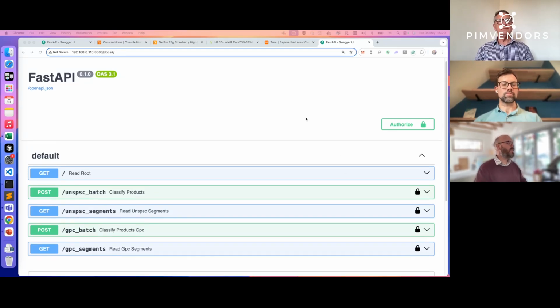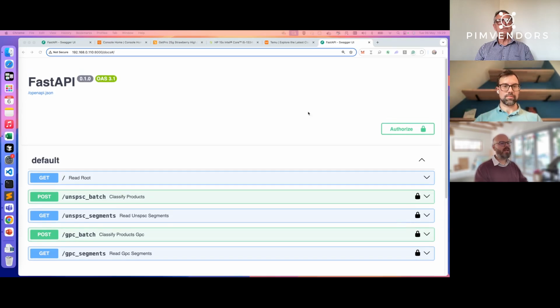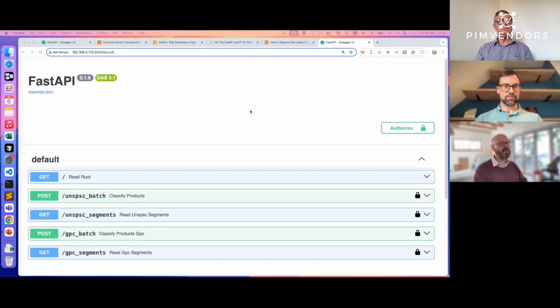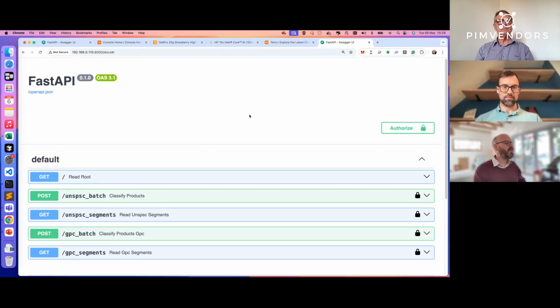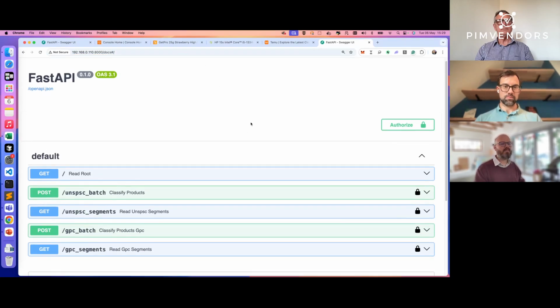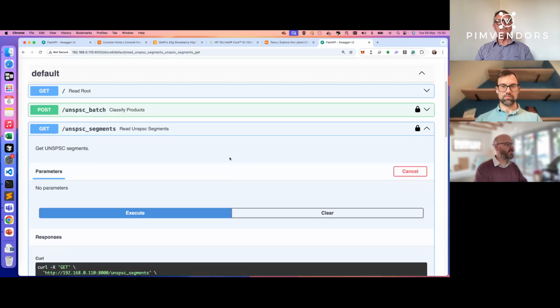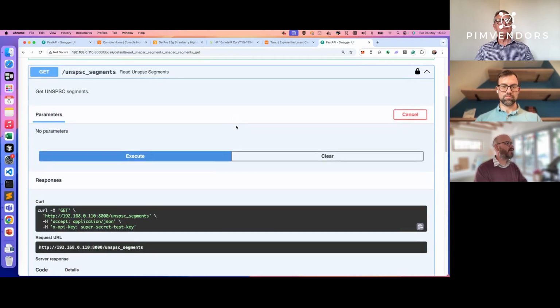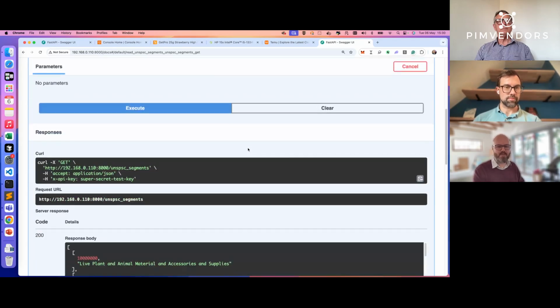Okay, so we're looking at a FastAPI application. It's running locally at the moment. There are mainly two classifications: UNSPSC on its own, and then the GS1 standard, GPC. For both of those, we have two endpoints. The first one is just a quick one to bring back the top levels of each of these.